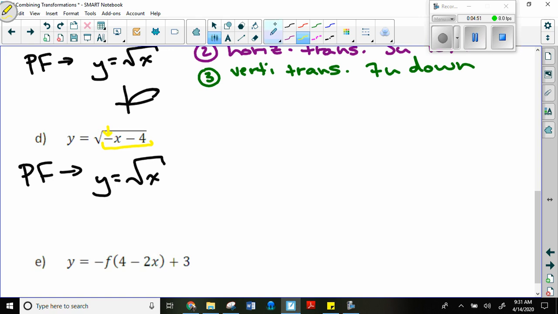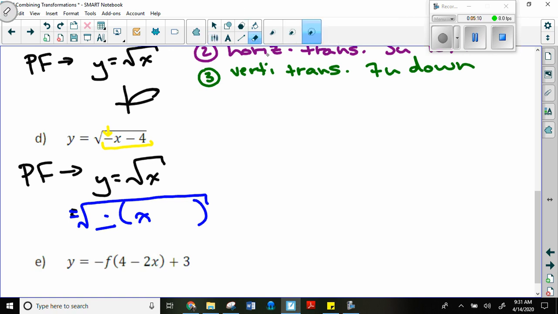Parent function, square root. Y equals the square root of x. There's some funny business happening with this one, though. See how there is something multiplying the x? We have to make it say, I'll do it in a different color. I'll do it in blue. We have to make it say the square root of like something and then the x in a bracket. I didn't mean to put that little dot there. It kind of ruins the suspense. We have to factor out.